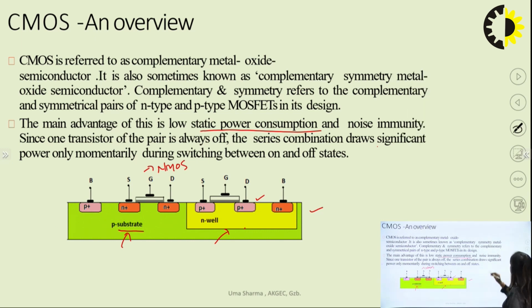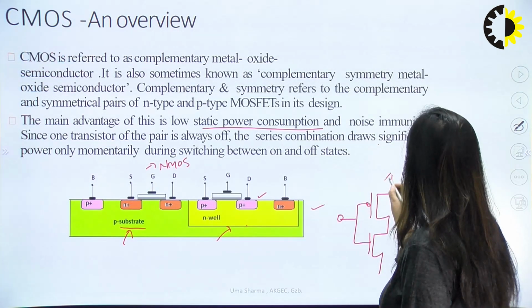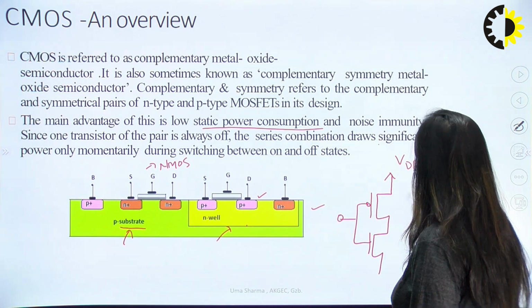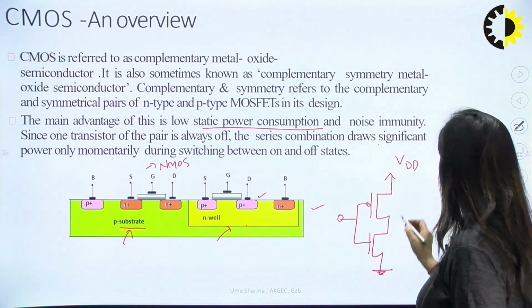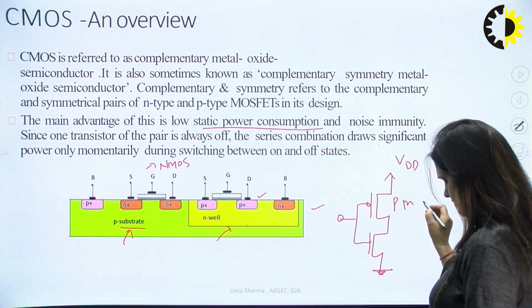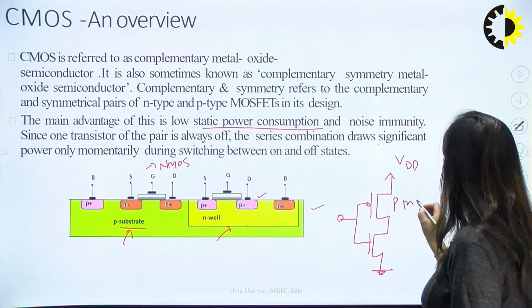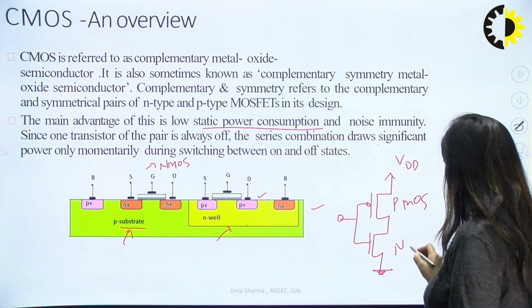Let's just see the schematic of CMOS. It is a combination of PMOS and NMOS. This is the P type device and this is the N type device.